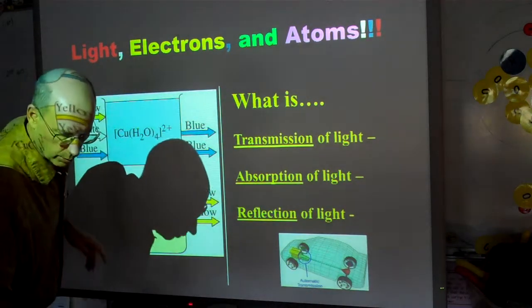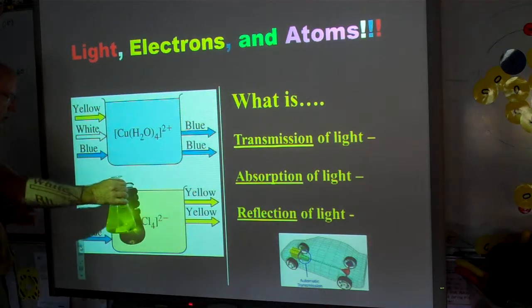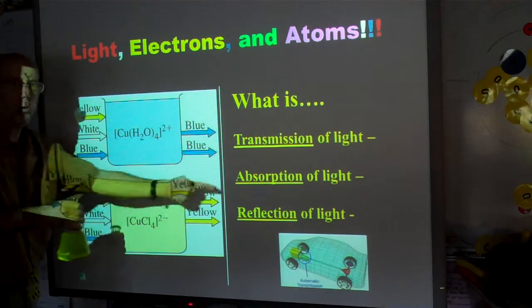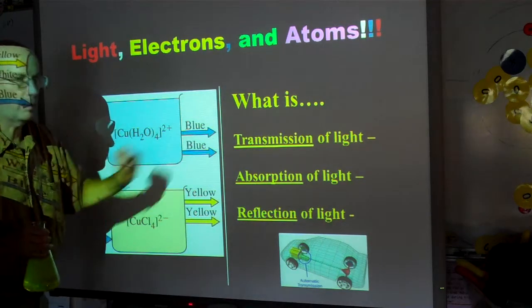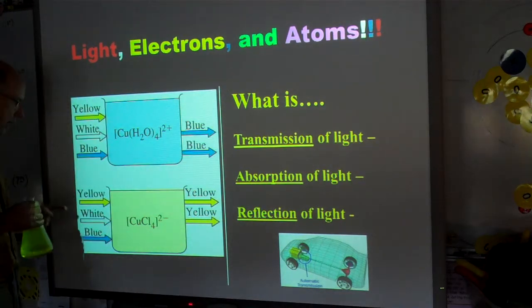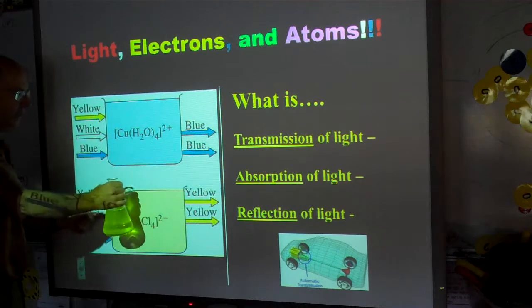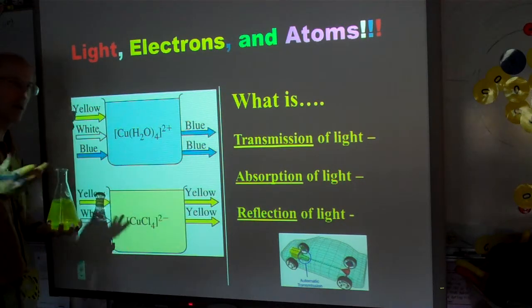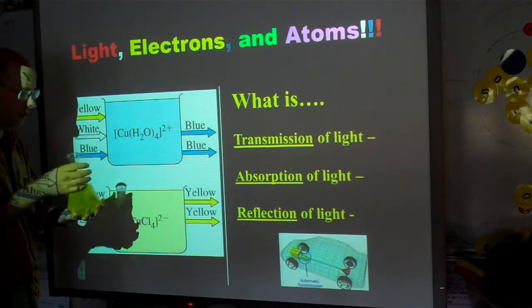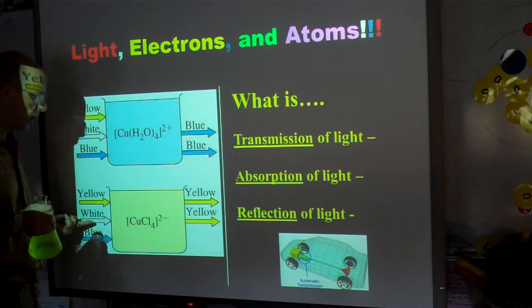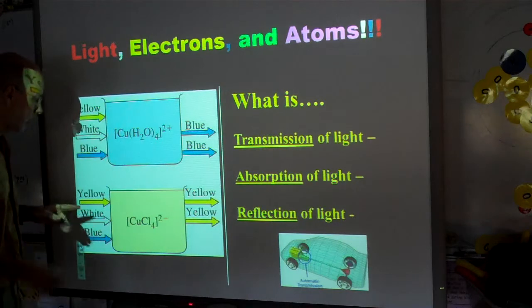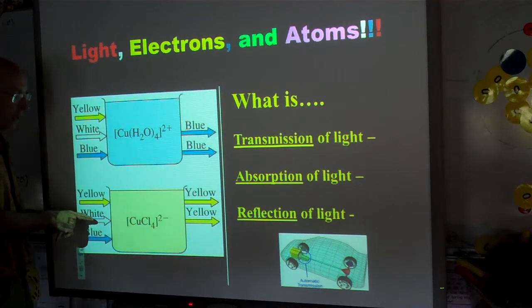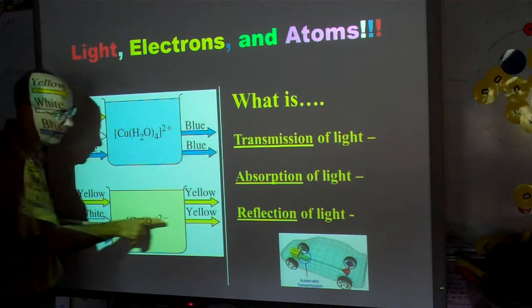If we have a yellow solution, and we shine yellow light on this, zoom, it goes right straight through. That means that the yellow light is transmitted. If we shine white light through it, yellow light makes it through. Because as you remember from earlier science classes, when you take white light and shine it at a prism, it makes all the colors of the spectrum. So white light does have yellow light in it, and the yellow light makes it through.